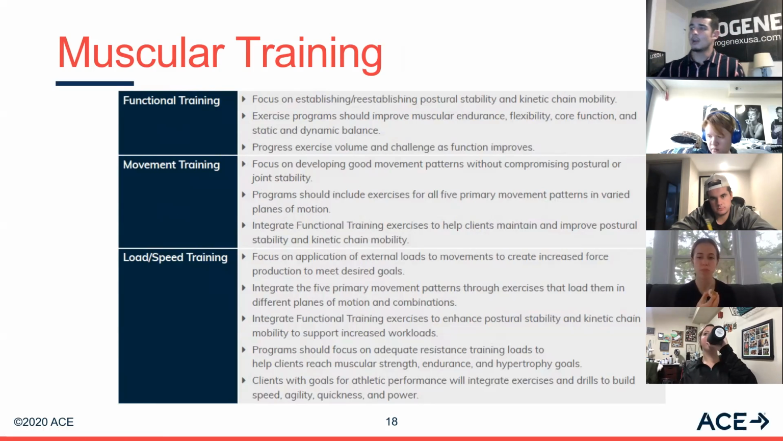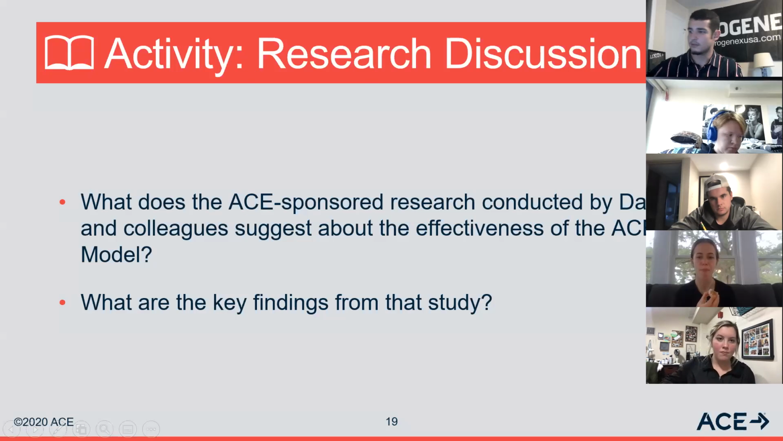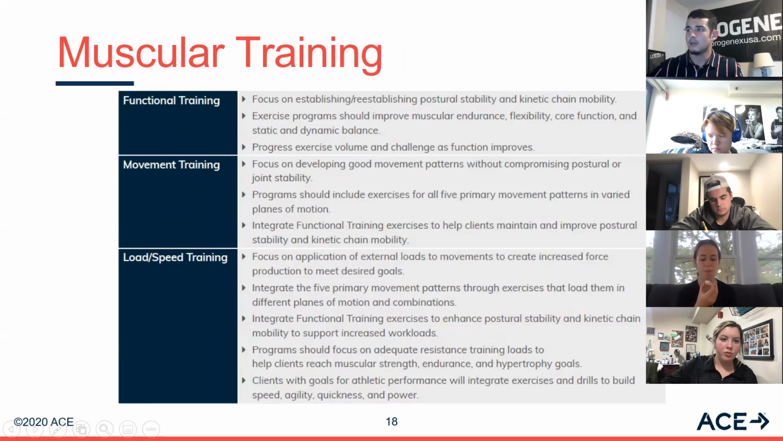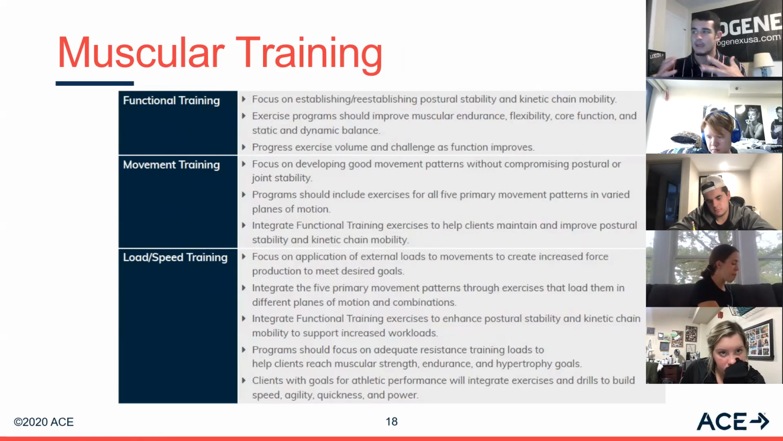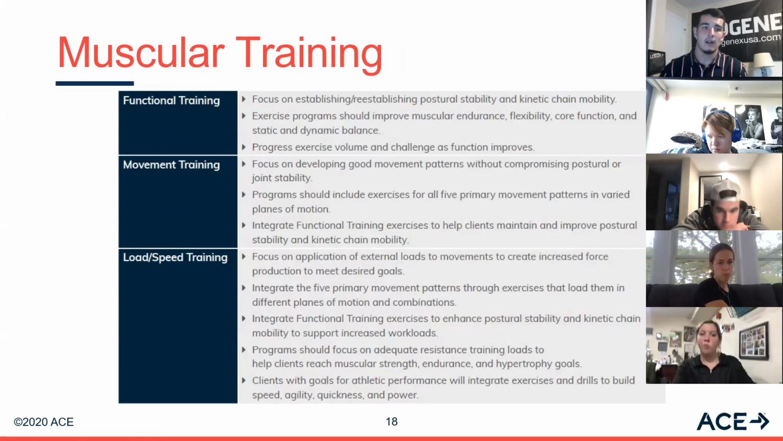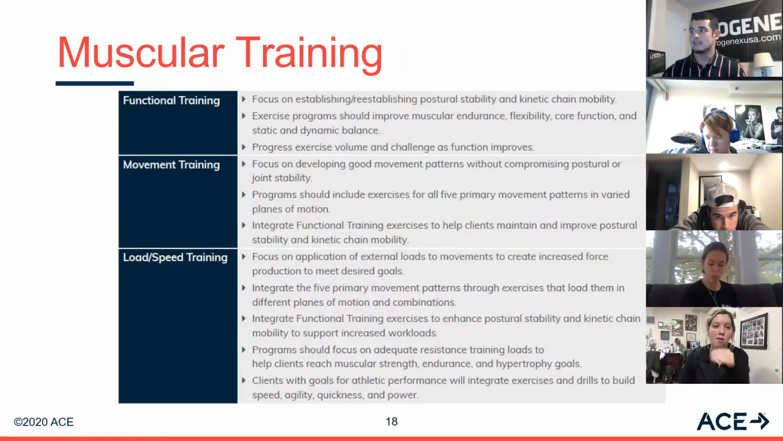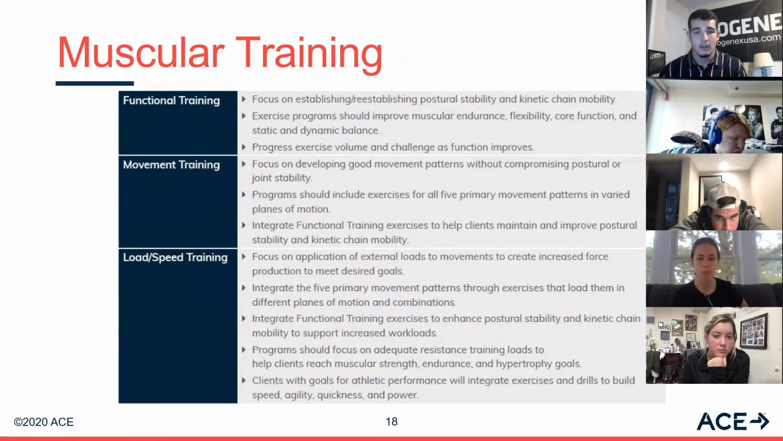So then we get to talk about that load and speed training. And this is what most people are talking about when they're talking about muscular training, right? So resistance training: dumbbells, barbells, resistance training machines, bands, things like that. So we're talking about applying load to external objects in order to create force and train our body to move with more force. So there's those 5 primary movement patterns again. We're going to still keep those functional training exercises, but now we can load them a little bit and make them a little bit more diverse.